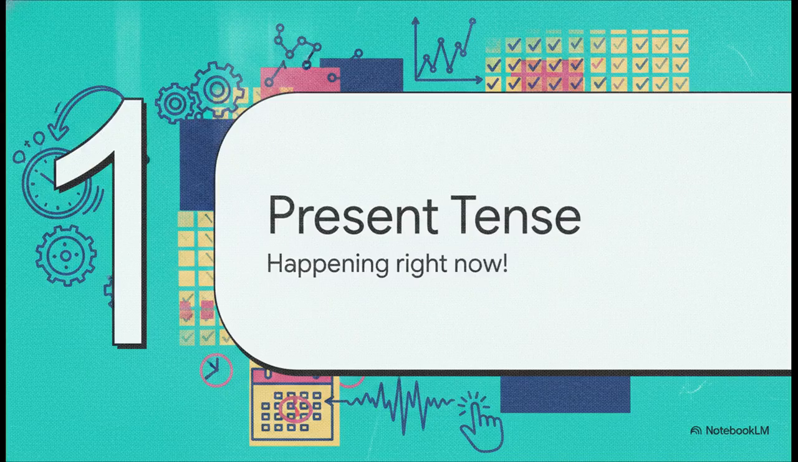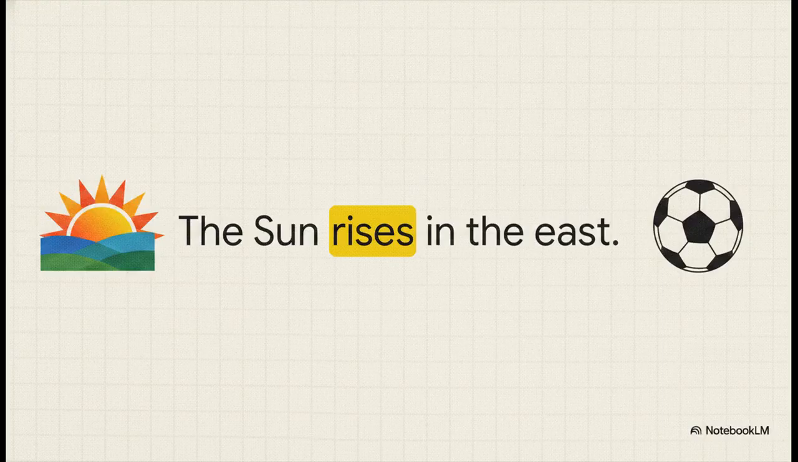All right, section 1, staying in the present. What is happening right now? We'll kick things off with the simple present tense. We use this for daily habits and general facts. For example, the sun rises in the east. Now you might notice a cool little trick here. For some subjects, we just add an S or an ES to the base form of the verb. So rise becomes rises. Or if I say Jack plays football, play becomes plays. It simply shows us that something regularly happens.